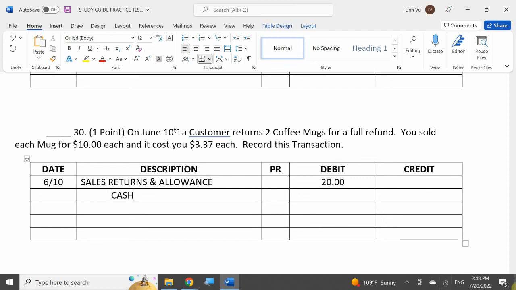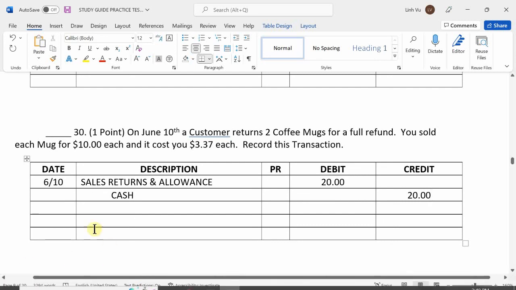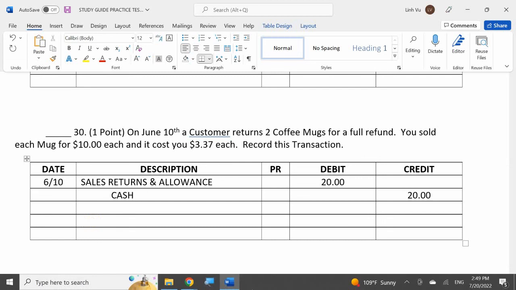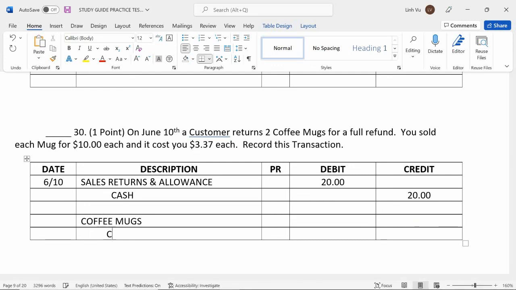Yep, we're assuming. Good. So in this case, if we sold each cup for $10 and they're returning 2, 2 times 10 is $20. And in this case, we didn't charge any sales tax. And then, supposedly we return them because they're not broken, so coffee mugs gets back $6.74. And cost of goods sold is credited $6.74.